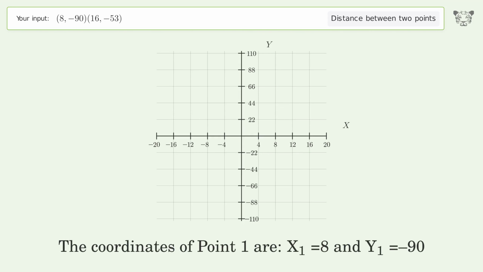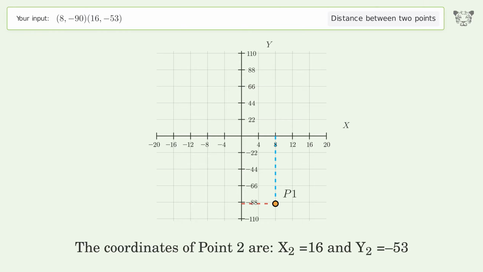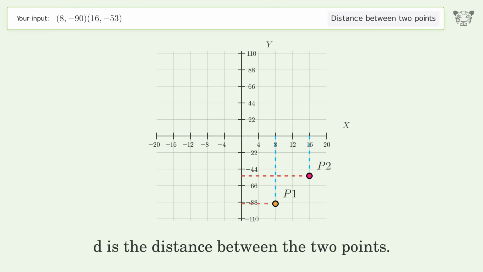The coordinates of point 1 are x1 equals 8 and y1 equals -90. The coordinates of point 2 are x2 equals 16 and y2 equals -53. D is the distance between the 2 points.